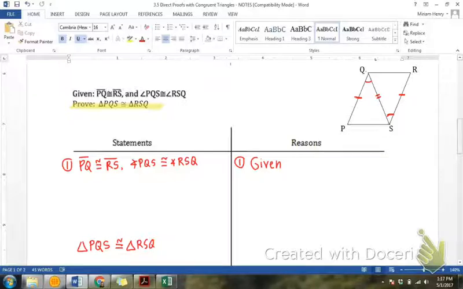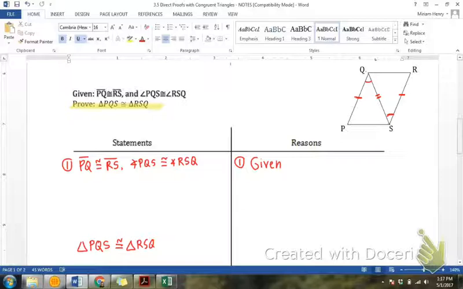Reflexive. Do you guys remember that? That QS is reflexive to itself. So reflexive, which is right here, means it's congruent to itself. Do you see how that's a shared side? That QS is shared. They share that side. So we can mark it congruent.